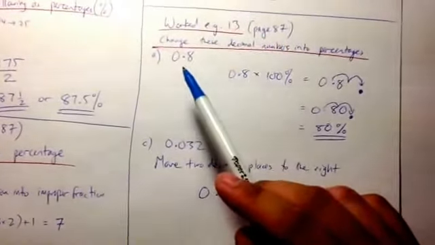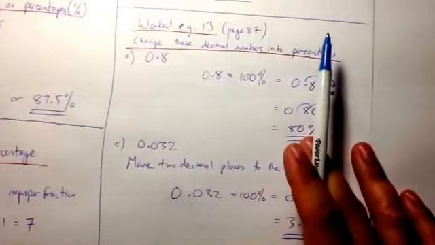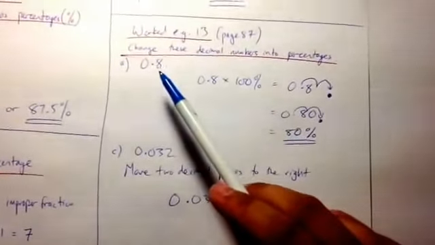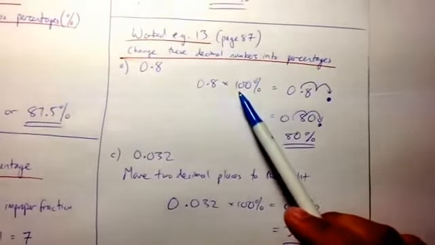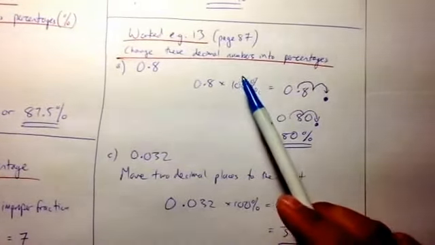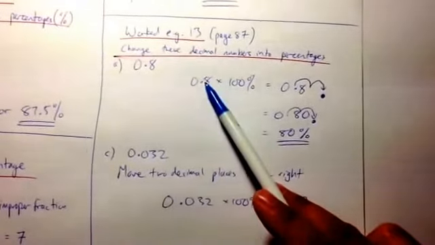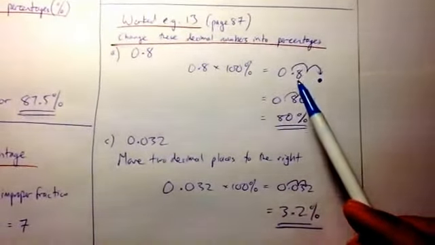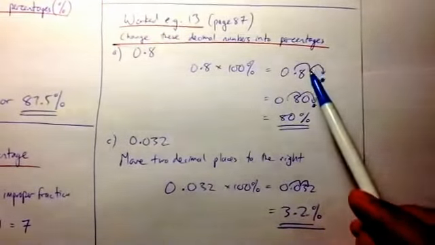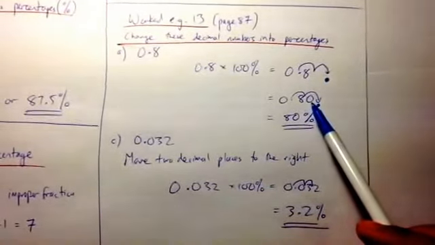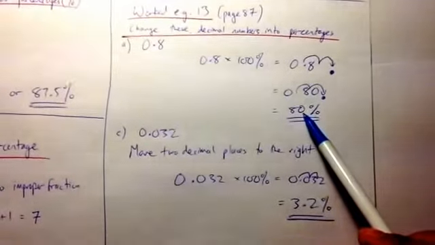We need to change decimals into percentages. And 0.8 multiplied by 100%, because there are 2 zeros in 100%, you can shift the decimal place 2 places to the right, 1, 2, and place the dot. Where there is an empty space, you fill it in with a 0. And we have 80%.